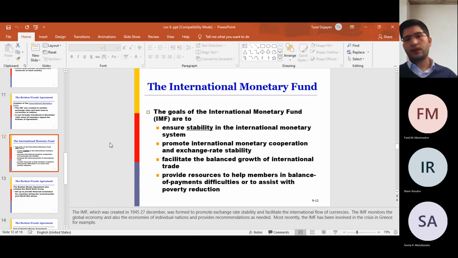Okay, the goals of the IMF: to ensure stability in the international monetary system, to promote international monetary cooperation and exchange rate stability. After this, to facilitate the balanced growth of international trade. This is also important, to facilitate, to make easier. It means to make easier the balanced growth of international trade. After this, to provide resources to help members with balance of payments.